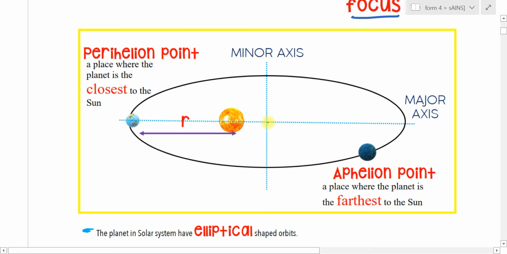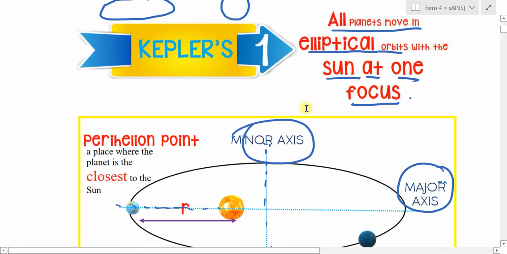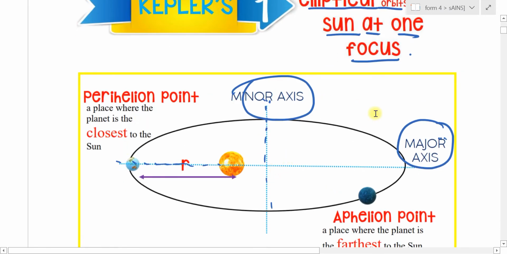We cannot call it radius first of all. Normally this one, the blue color one, we call the major axis, and the vertical one we call the minor axis. Normally the major axis must be greater than the minor axis. This is the shape we call an elliptical shape. So all the planets revolve around the sun. So the sun must be at one focus. Every planet berpusat pada matahari sahaja.